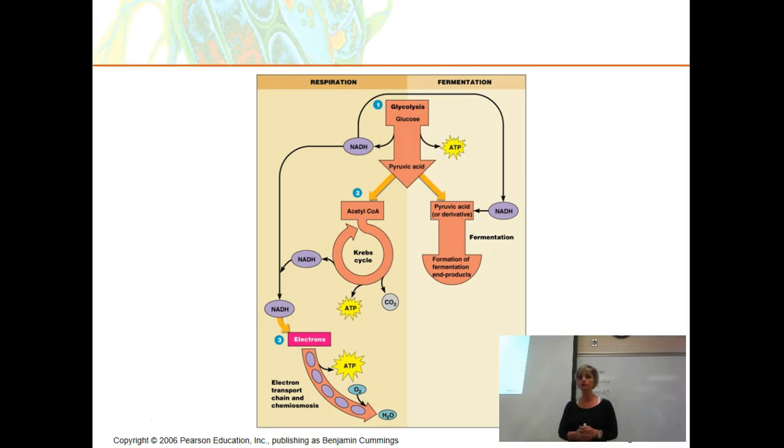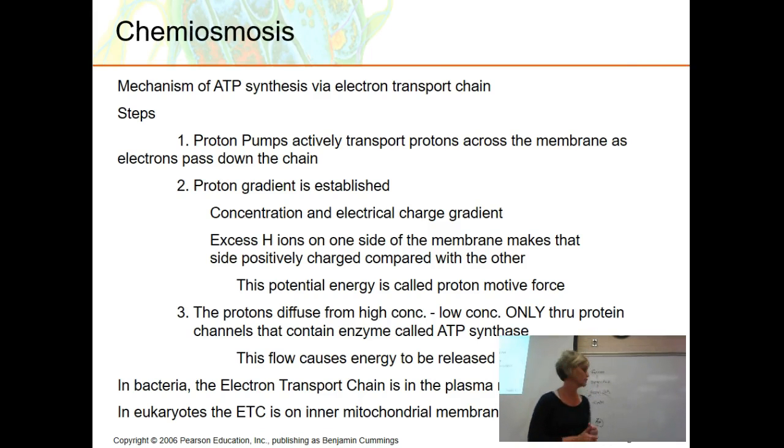So let's look at a big picture of where we're at right now. Glycolysis is the breakdown of glucose. So we're going to take glucose and break that down into pyruvic acid, and over here on the respiration side is where we are at currently. We take that and enter it into the Krebs cycle. That's going to give us the byproduct that we need for that hydrogen. That hydrogen is going to enter into the electron transport chain. The goal is to be able to release energy, and in order to do that, the process is called chemiosmosis. So let's take a look.